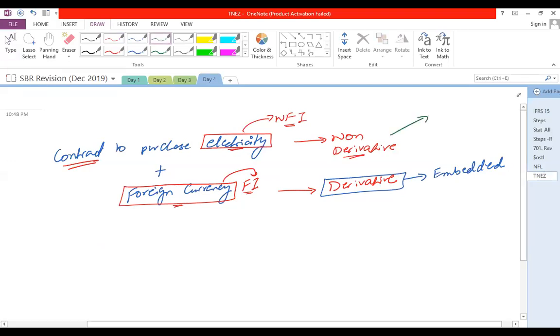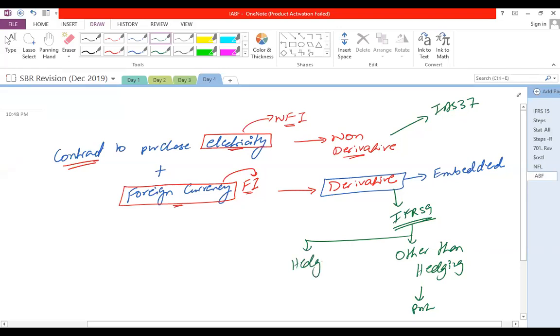So this means the accounting for the non-derivative should go to IAS 37, and the treatment of embedded derivative should go to IFRS 9. And when we say IFRS 9, normally the derivatives, if they are used for other than hedging, then their gain or loss should go to the P&L. And if they are used for the hedging, then we need to decide what type of hedge it is. So this question is comparatively a more difficult one than the previous, because it has both the impacts.